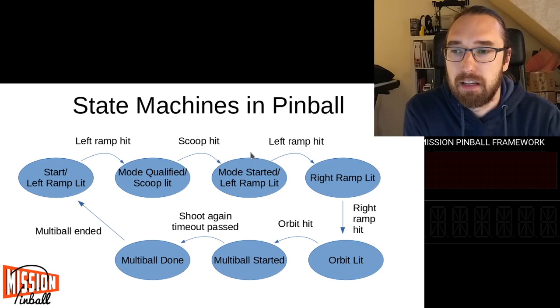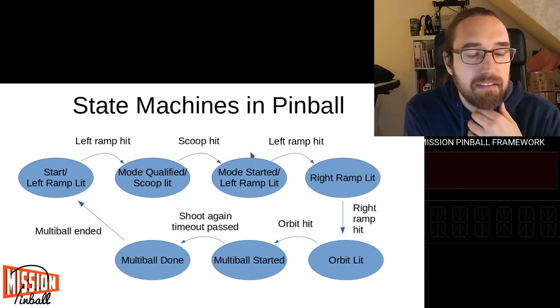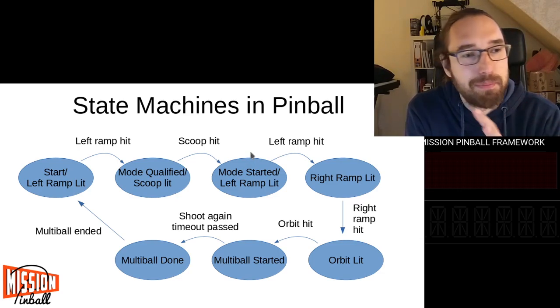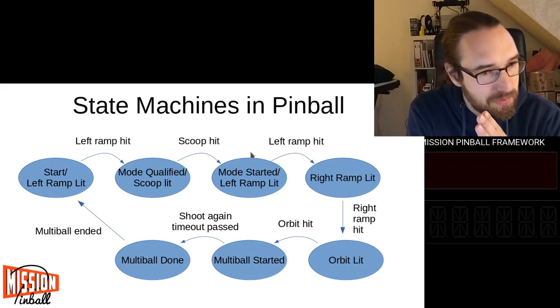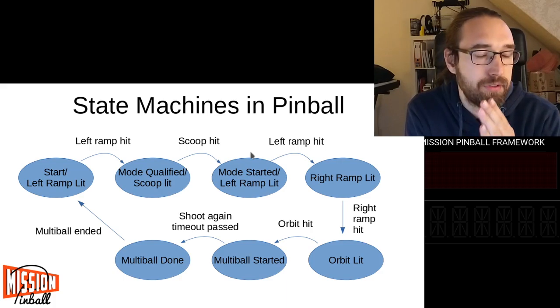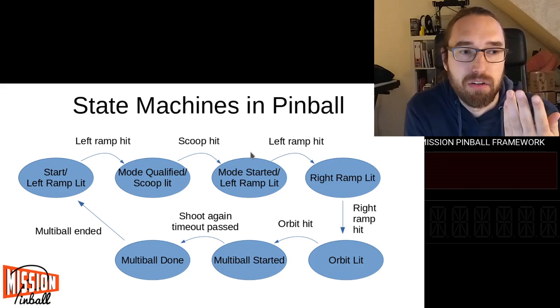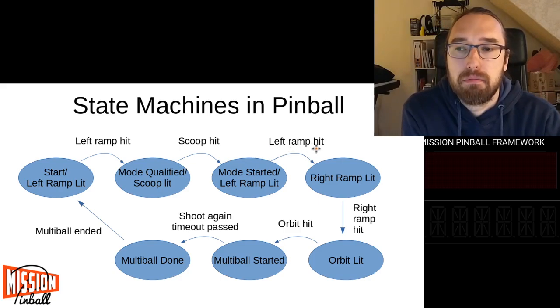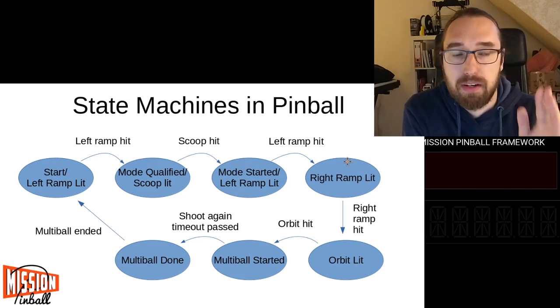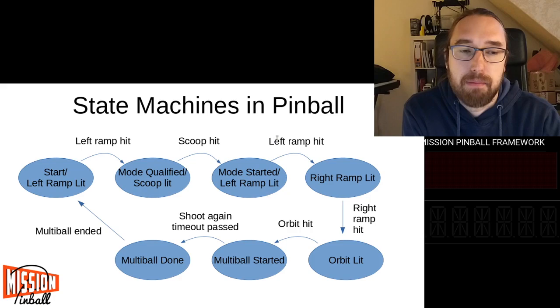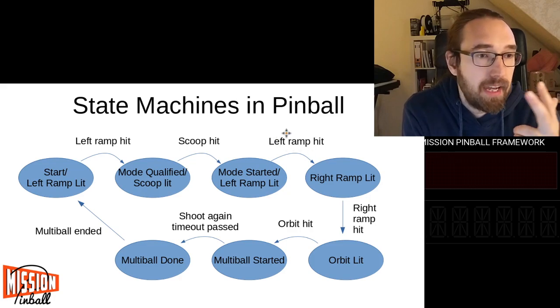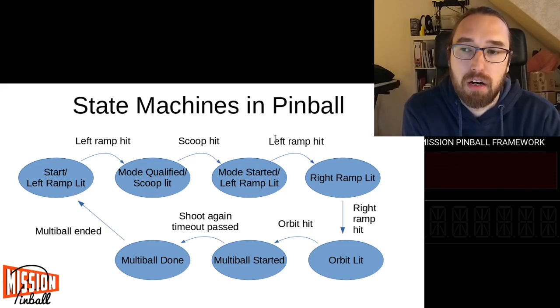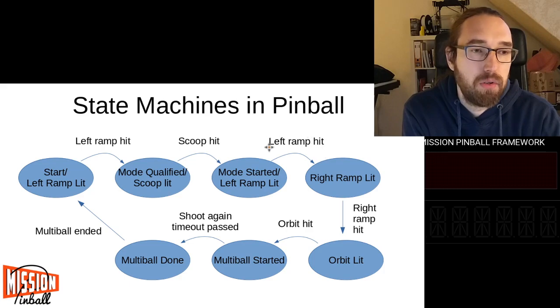Afterwards, we hit the left ramp again. That's something which is very common in a lot of machines. You qualify the mode on the left ramp, and then the first shot in the mode will also be the left ramp. Then if you made that shot, you go to shoot the right ramp. And this might, for example, have to happen 3 times. We could have a counter here, and I will also show you how we can do that.